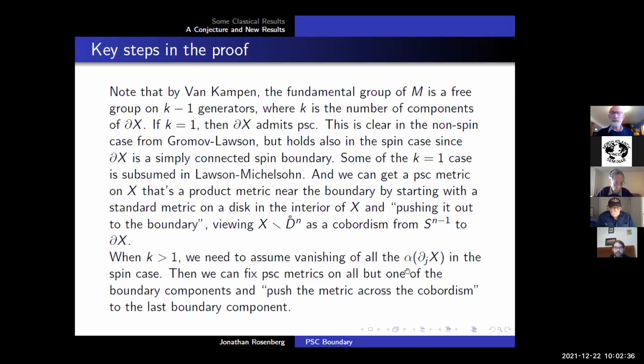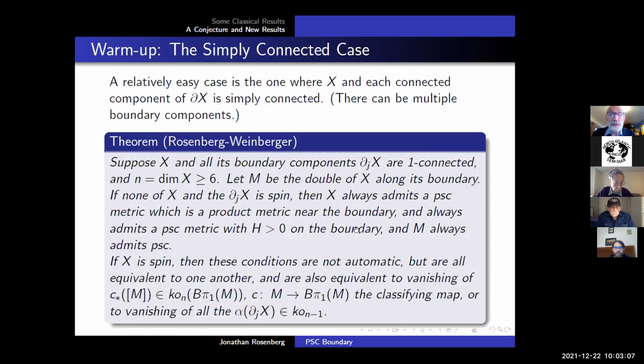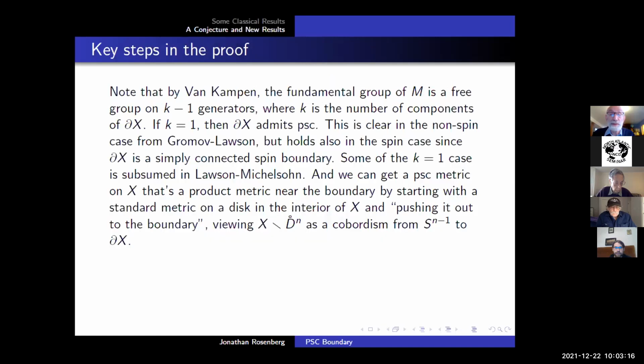And then if these alpha invariants vanish, you can fix positive scalar curvature metrics on all but one of the boundary components. And then you view X as a cobordism from the disjoint union of those boundary components to the remaining boundary component. And you just push the metric across the cobordism to the last boundary component. As I said, that was the method of proof of the Gromov-Lawson theorem, and we're using it again here. Okay, so that's the method of proof of this theorem. When you use these techniques, it's not particularly difficult, but as far as I know, this was never observed before.